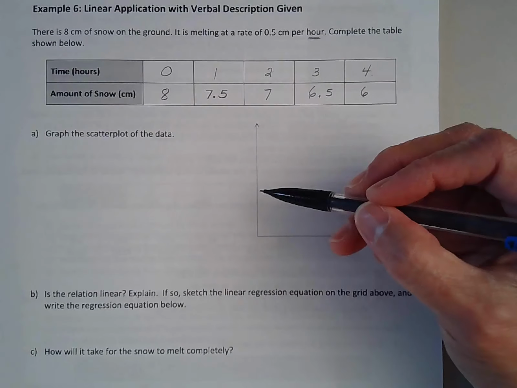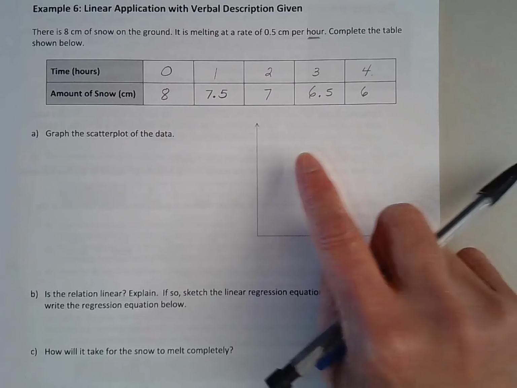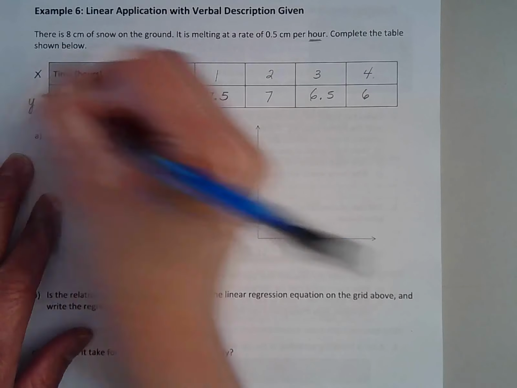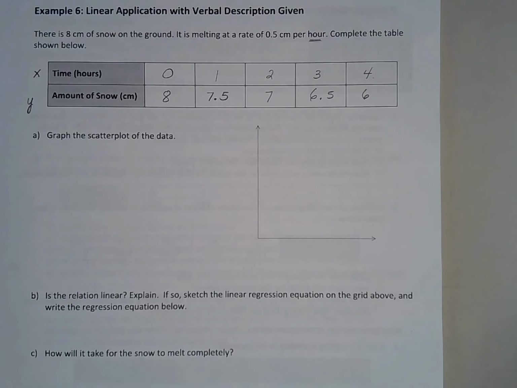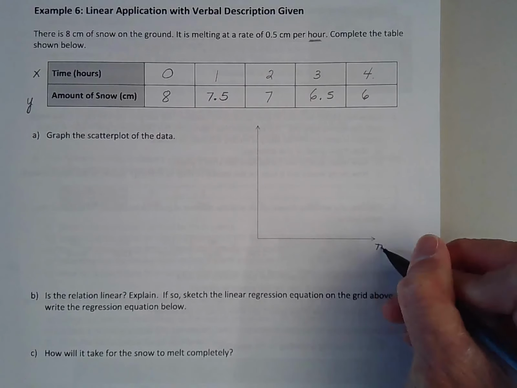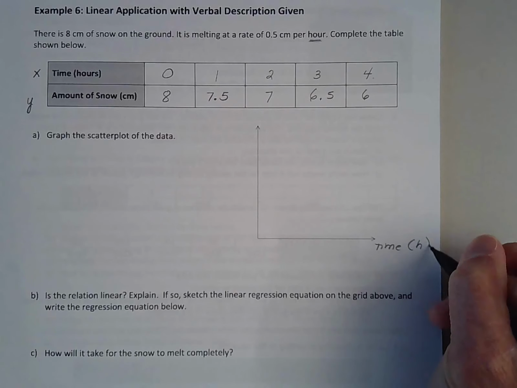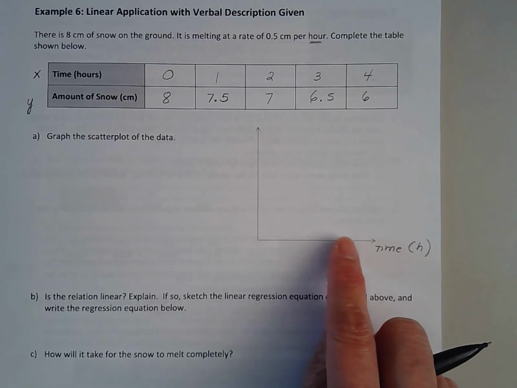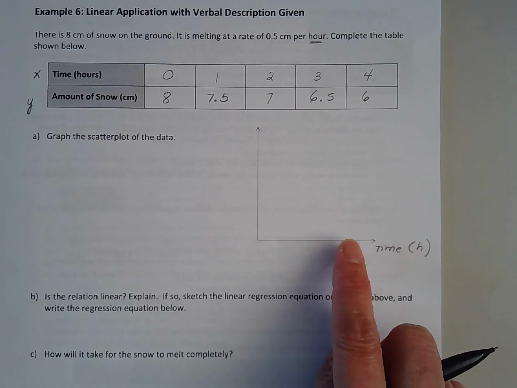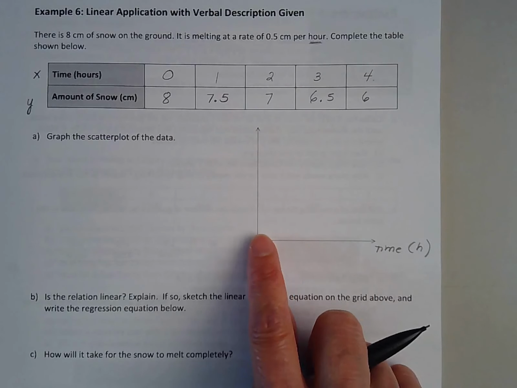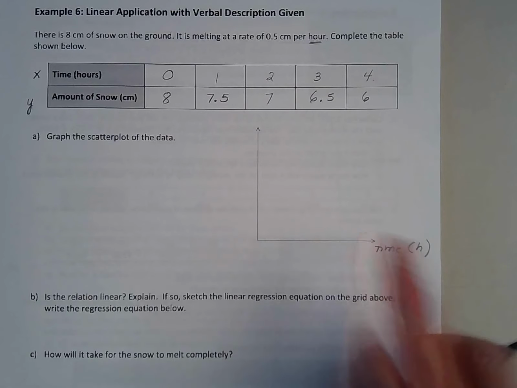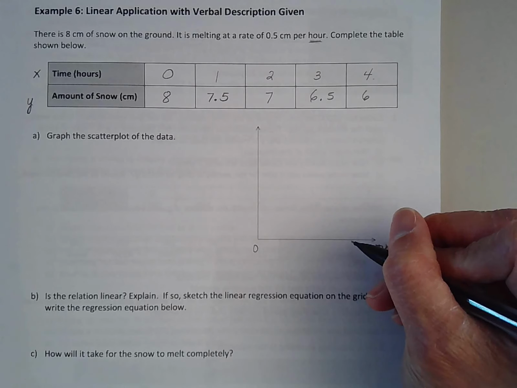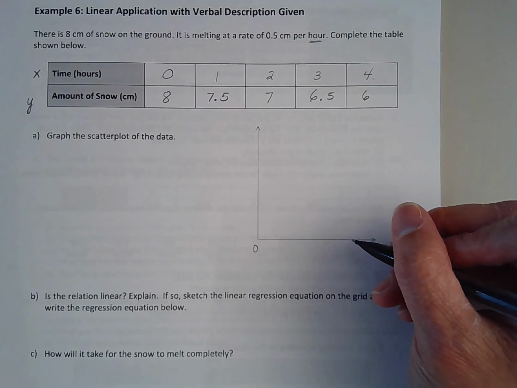Okay. Now what we're going to do is use this data to make the graph. So the time is X, the amount of snow is Y. Okay. So the time is measured in hours. So how do we go about this one here? What should we go up? We need to go up from 0 to 4. Okay, 0 to 4. And what are our increments? By 1.